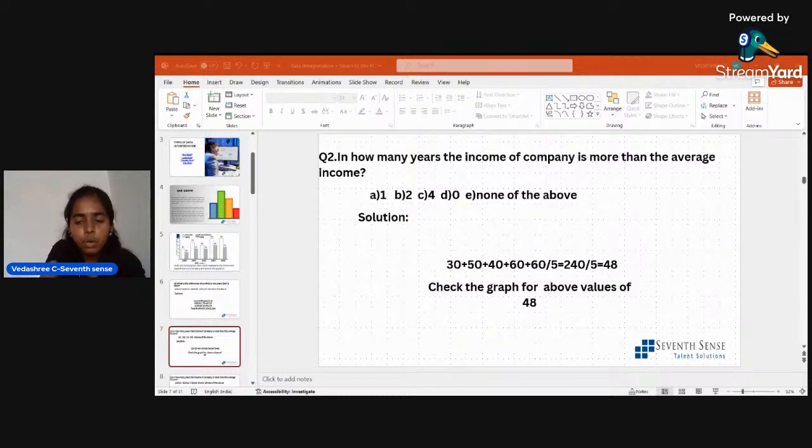Okay, we'll move on to the second question. In how many years is the income of the company more than the average income? So here, first we need to calculate the average.